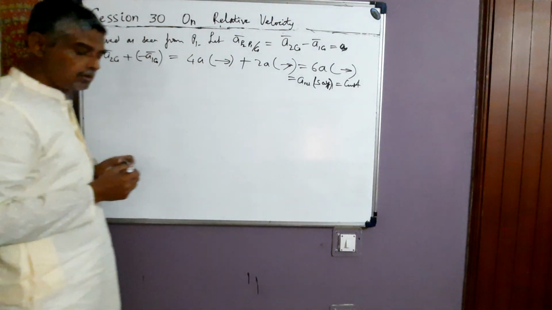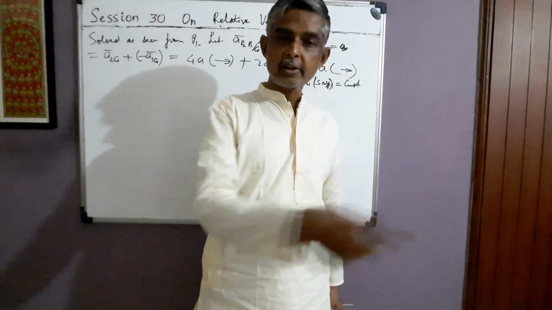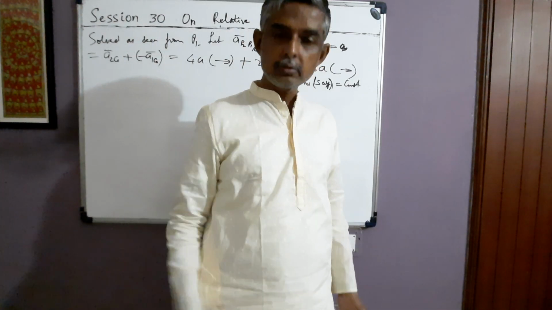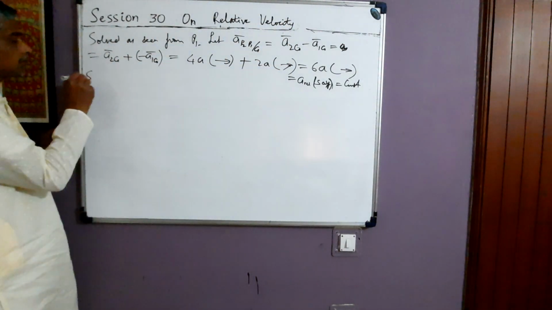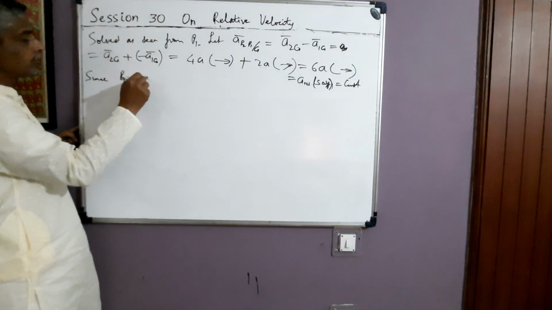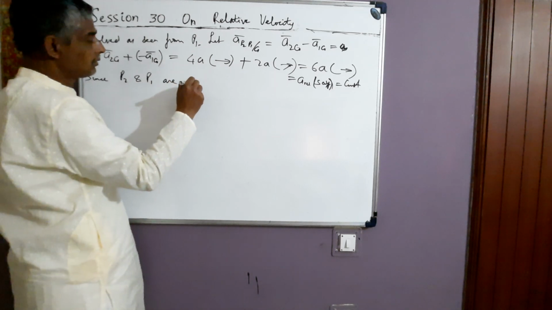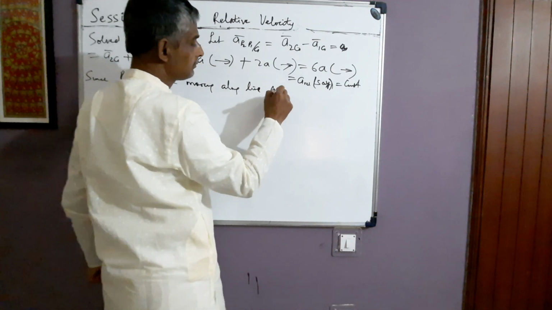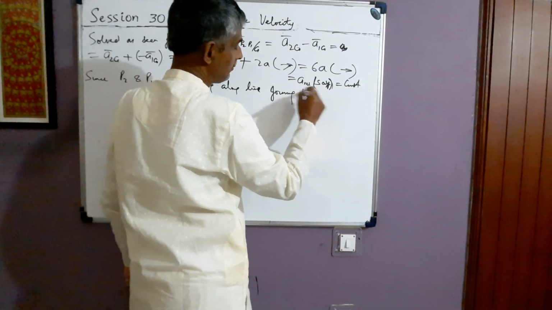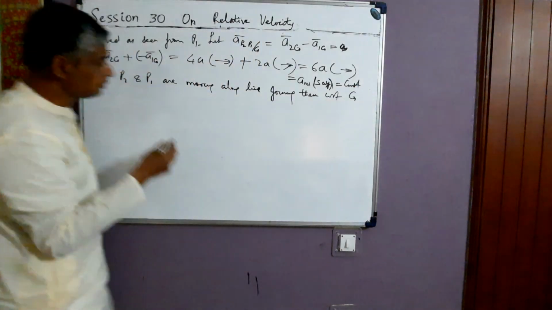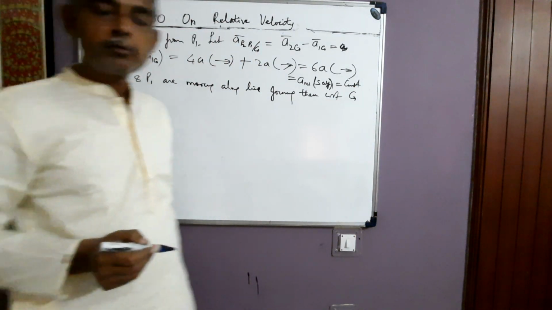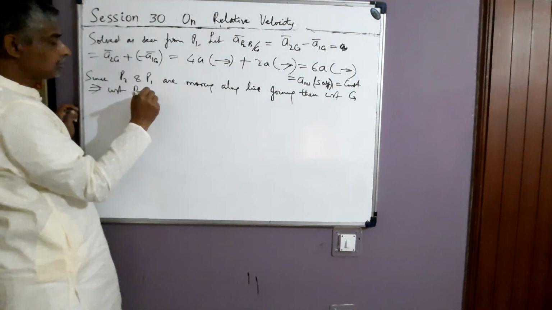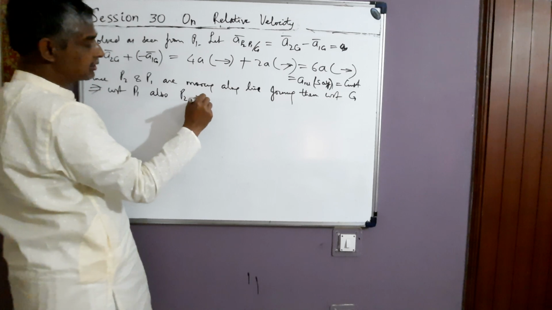Now one more thing. As seen from ground, P1 and P2 are moving along a straight line joining them. So this means as seen from P1 also, P2 will move along a straight line joining these two points. Since P2 and P1 are moving along the line joining them with respect to ground G, it implies that with respect to P1 also, P2 moves along the same straight line.